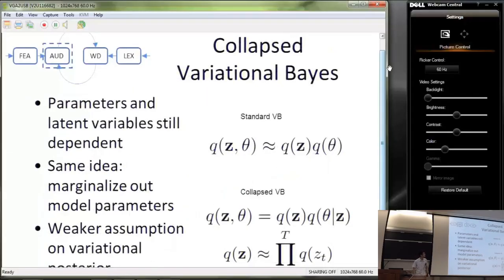And inspired by collapsed Gibbs sampling, we can also carry out a standard VB in the collapsed space, where unlike in the standard VB where we assume independence between the model parameters and the latent variables, now we still maintain the dependence between the model parameters and the latent variables, but we only apply the mean field approximation to the joint distribution of the latent variables. And this weaker assumption hopefully will give us more accurate results, almost on par with sampling, but also will have the efficiency of variational Bayes.